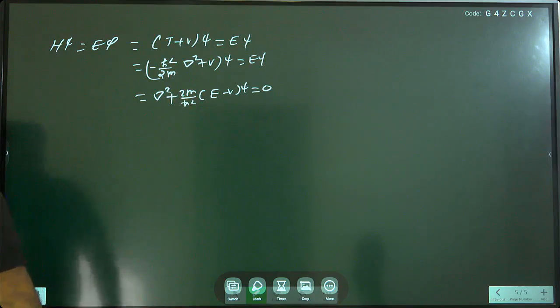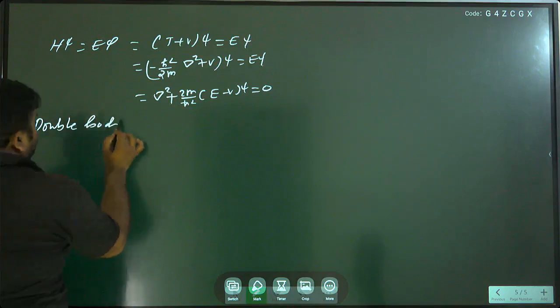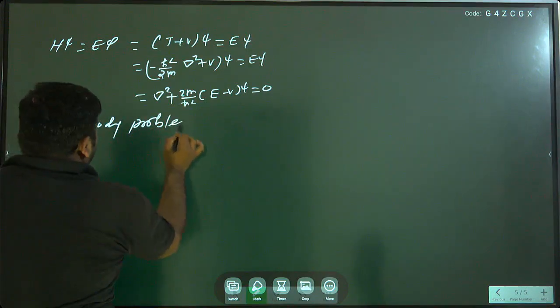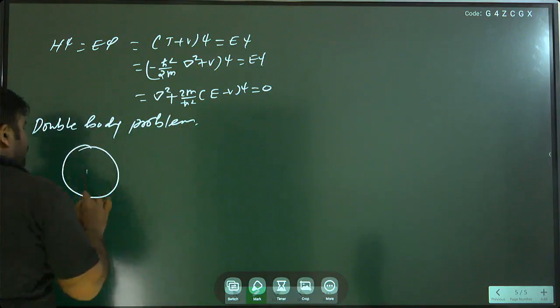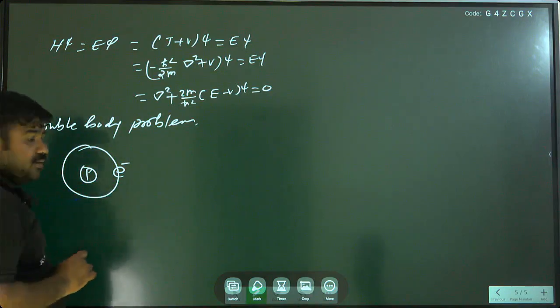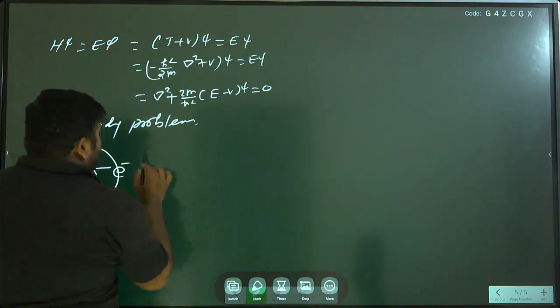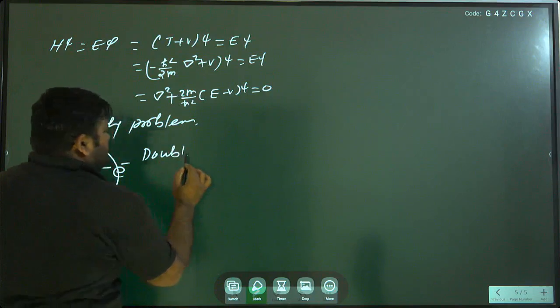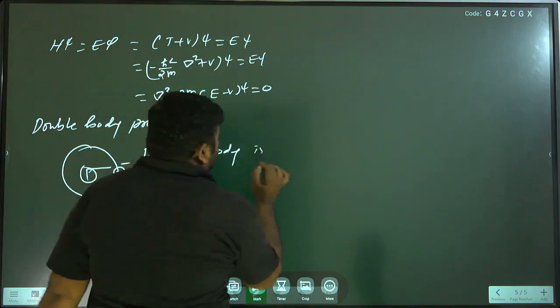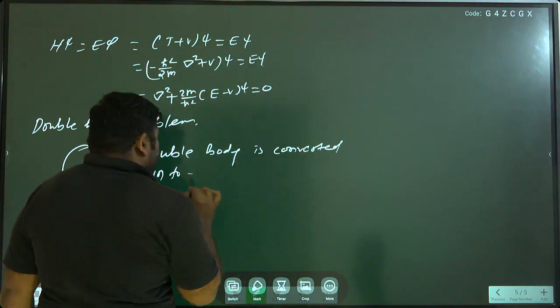But here we need to take the reduced mass. Why? Because this is a double body problem. Yes or no? डबल बॉडी प्रॉब्लम हम इसको क्यों बोलेंगे? देखिए, this one is double body problem because proton at a center and electron is moving around the nucleus. Means here is the first particle, here is the second particle. Means here are two bodies. Okay, means the double body problem is converted into single body problem.